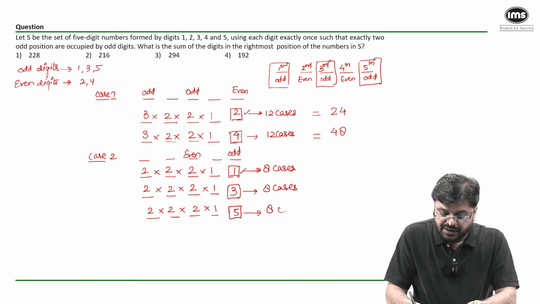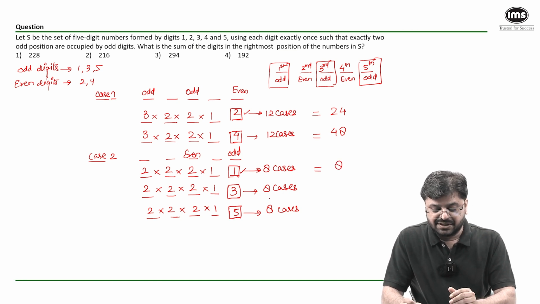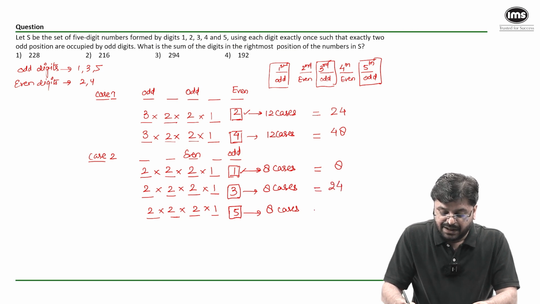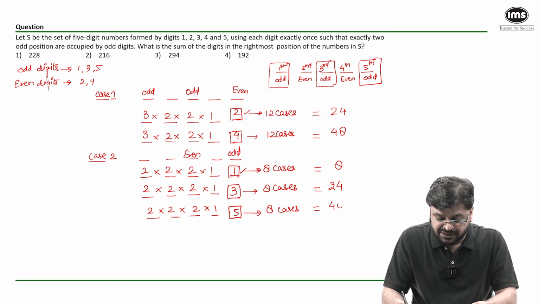So in 8 cases, unit digit will be 1. So the sum will be 8. In the next 8 cases, unit digit will be 3. So sum of the unit digits will be 24. And in the remaining 8 cases, the unit digit will be 5 and sum of the digit will be 1.